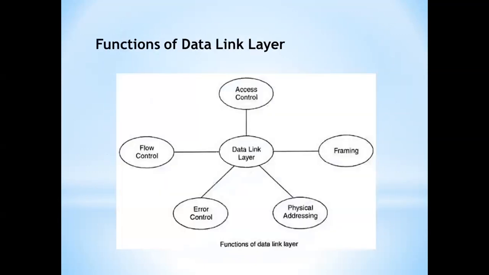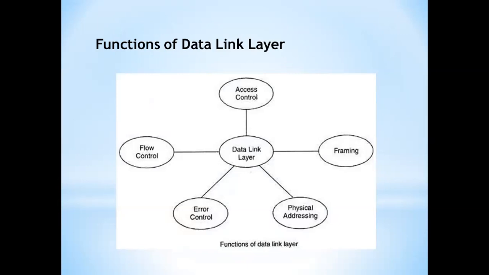Next, the functions of the data link layer. The data link layer is supposed to carry out many specified functions. For effective data communication between two directly connected transmitting and receiving stations, the data link layer has to carry out a number of specific functions like data transfer, frame synchronization, flow control, error control, addressing, and link management.